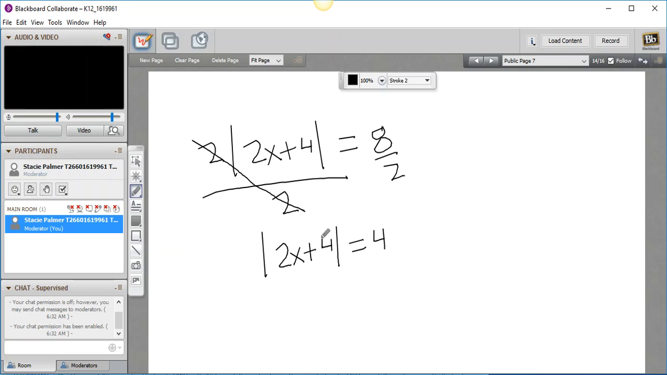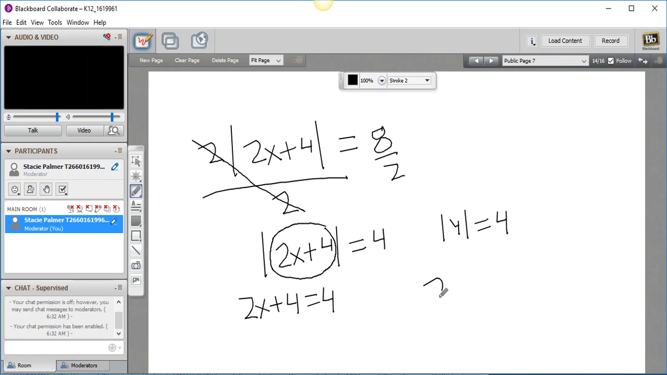Okay, now from there, we set up our two equations. Remember, when you're solving an absolute value equation, you're always going to set up two equations. We're going to figure out what value of x makes 2x plus 4 equal to 4, because we know the absolute value of 4 is 4. And we're going to figure out what value of x makes 2x plus 4 equal to negative 4, because we know that the absolute value of negative 4 is 4. So we set up our two equations, and then we just solve.